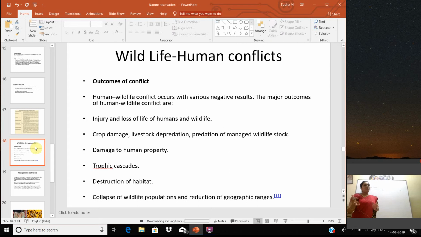So in this wildlife and human conflict, if you see, even animals equally cause some damage to humans, where crop damage happens, predation of managed wildlife stocks happens, and many human injuries also happen because of the conflicts. They damage human property also, trophic cascades happen, and destruction of habitat also happens. Because of that only, even tribal people cannot move out of the forest. That is also because of this reason.